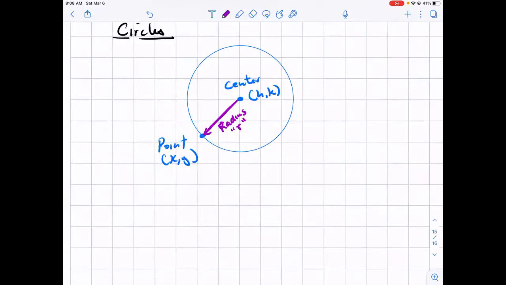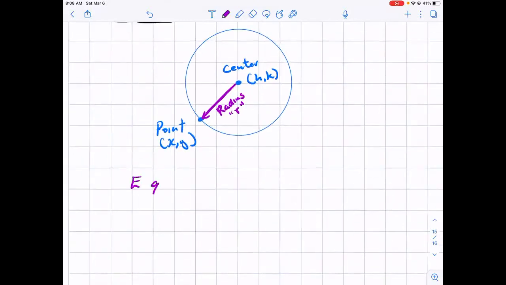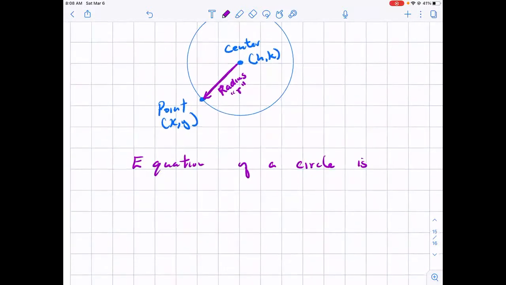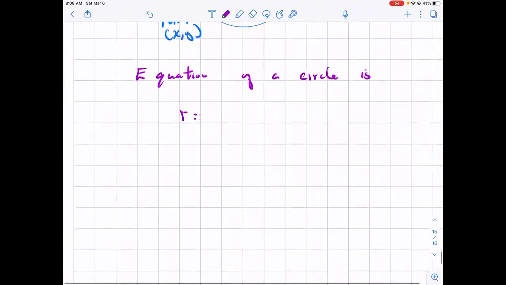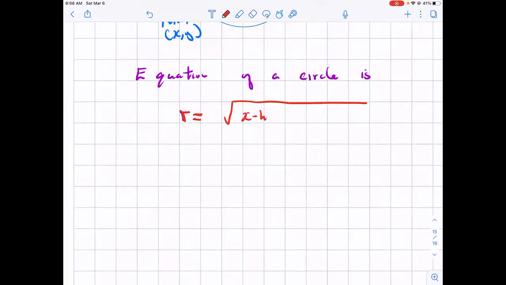And the equation, okay, the equation of a circle is r is equal to the square root of x minus h squared plus y minus k squared. Okay, so that's just from the distance formula.